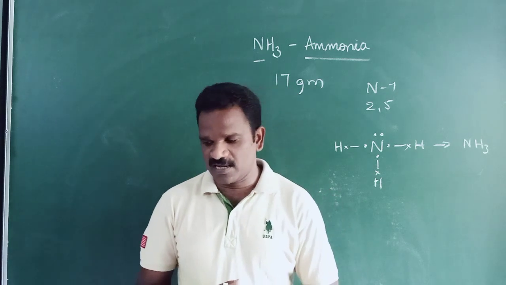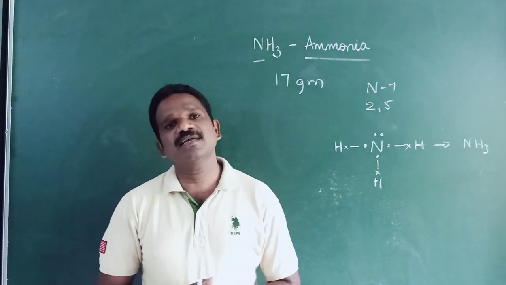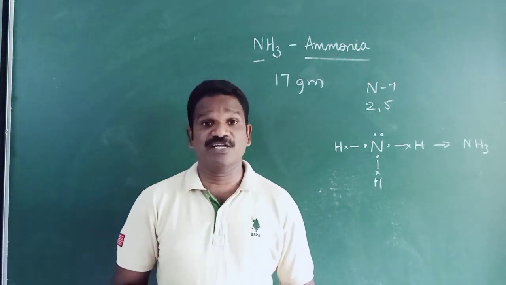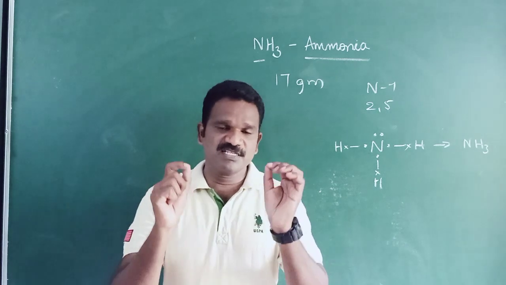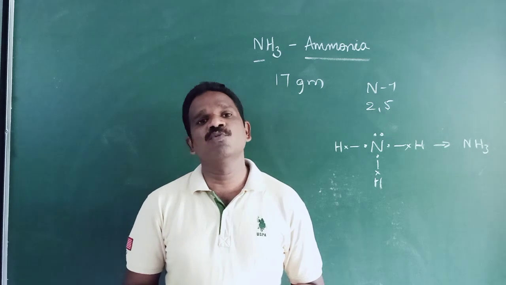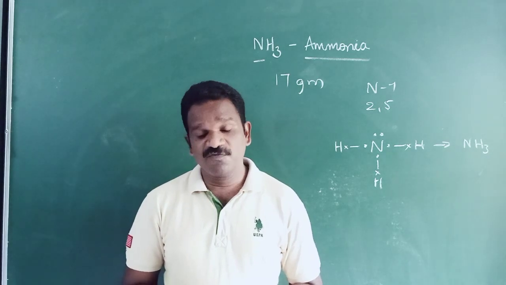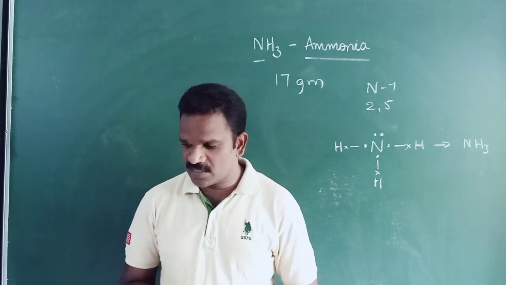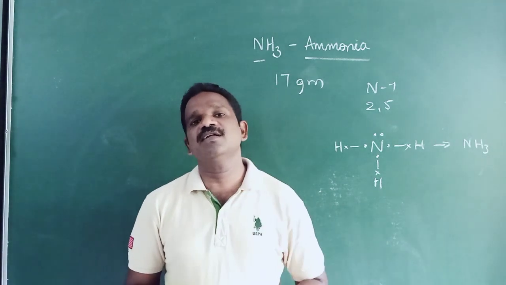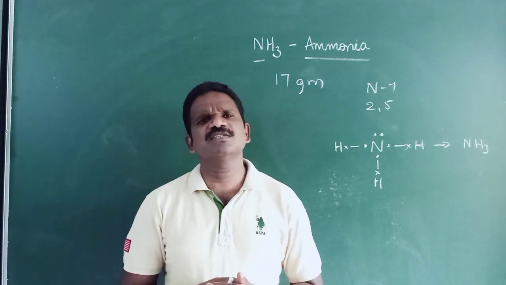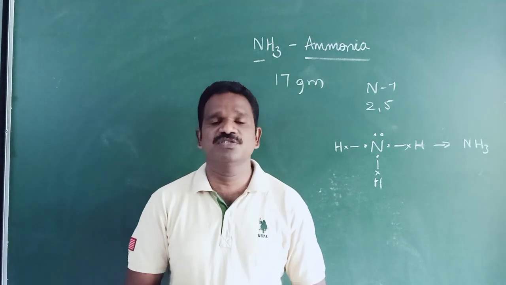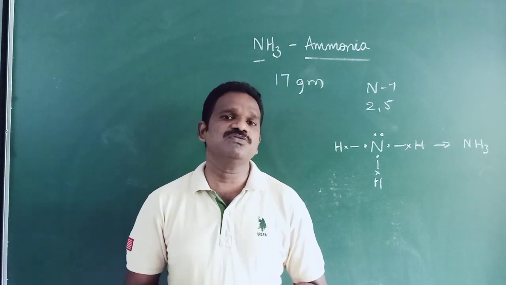Occurrence, where does ammonia occur? Ammonia occurs in traces in air and also in natural water. We can also see ammonia in combined form in ammonium chloride and ammonium sulfate. It is also present in urine, NH2CONH2.